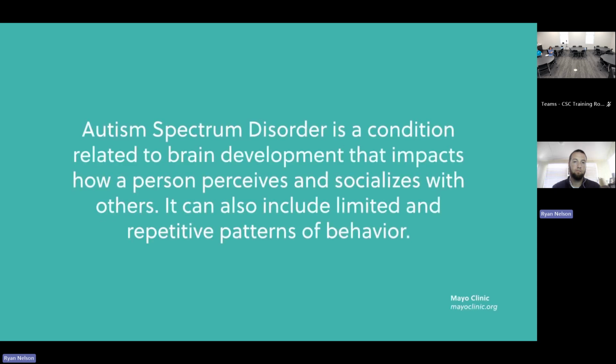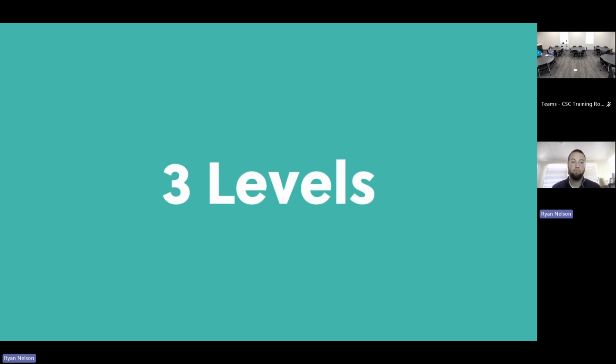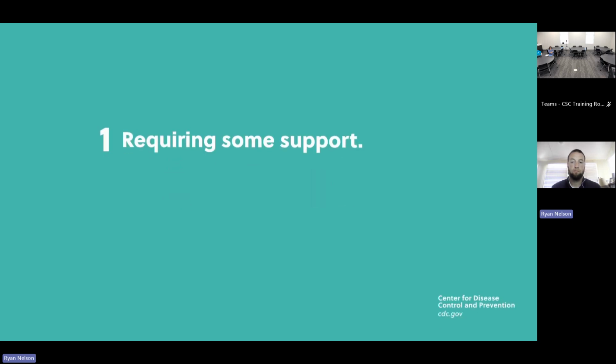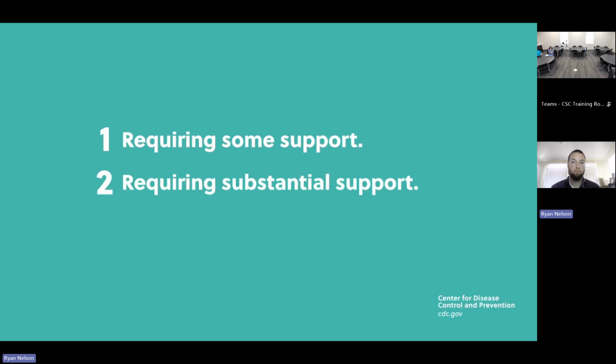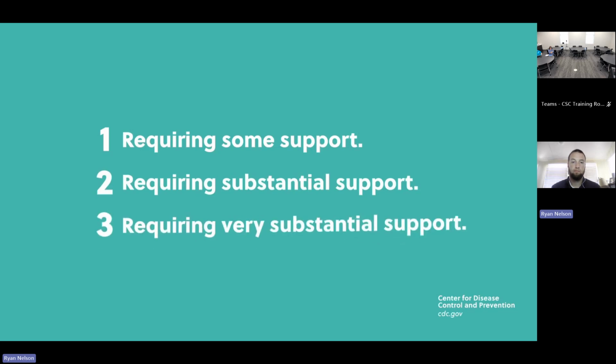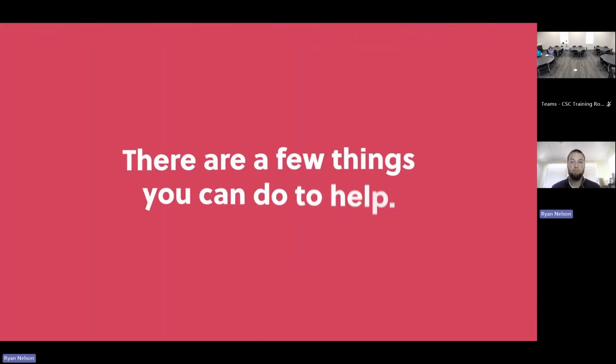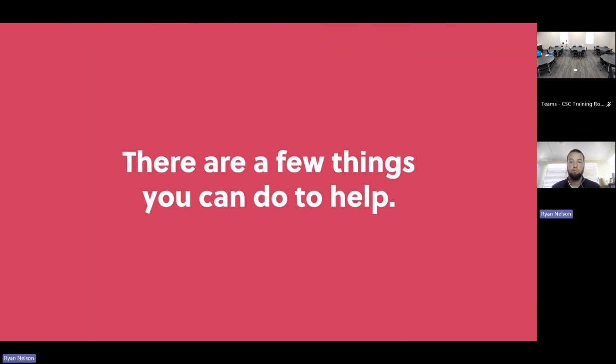Autism spectrum disorder is a condition related to brain development that impacts how a person perceives things and socializes with others. It can also include limited and repetitive patterns of behavior. Currently, autism is diagnosed in 3 levels, with level 1 requiring some support, level 2 requiring substantial support, and level 3 requiring very substantial support. No matter which level of autism a student may have, there are a few things that you can do to help.